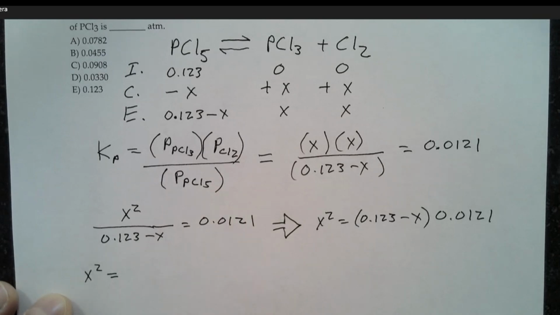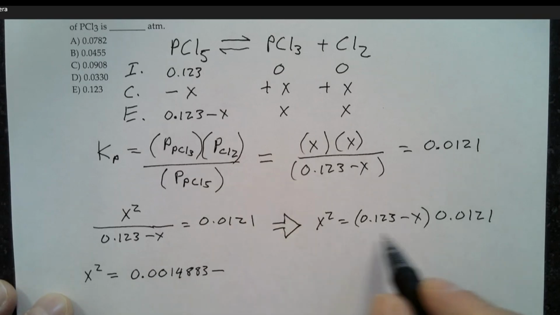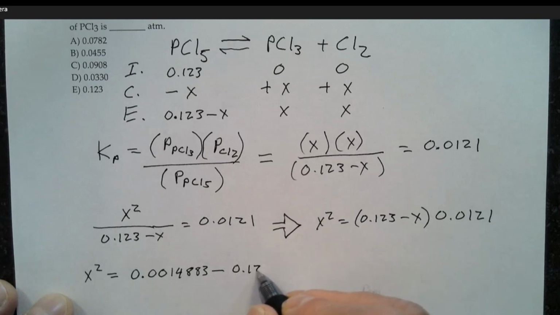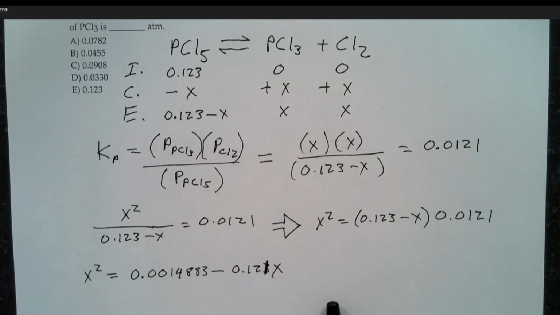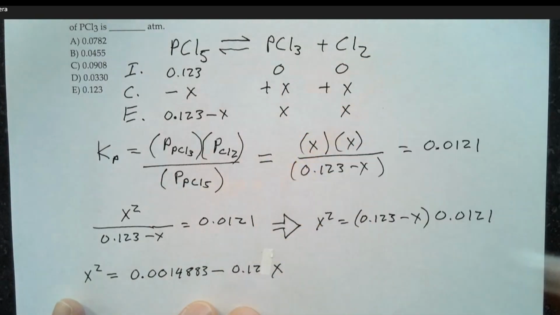So now I might have to pull out my calculator and go 0.012 times 0.12 and come up with 0.0014883 minus, and now just 0.12x. Shouldn't it be 1.0? Right there, thank you. I knew I brought this in for a reason. I said I'm going to make a mistake.